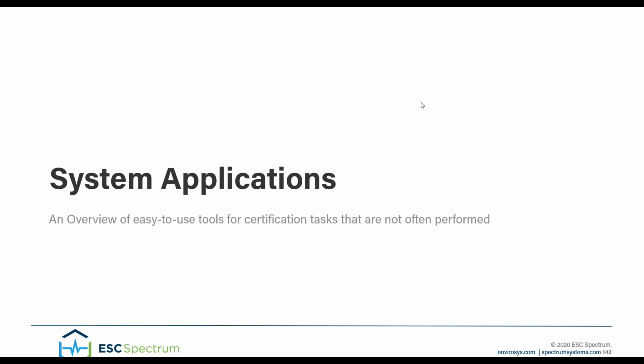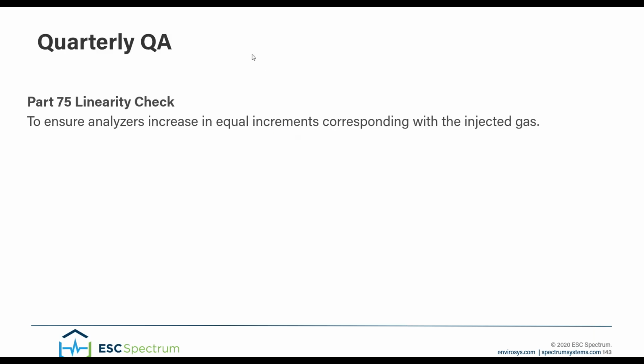System applications covers easy-to-use tools, the tools for certifications and other tasks that are not often performed. These are going to be things like our cylinder gas audits that are done quarterly for Part 60, Part 75 linearity tests, the RATAs, and where do we put this information in StackVision and how we can better use StackVision to use these tools.